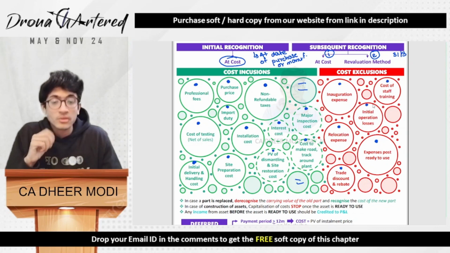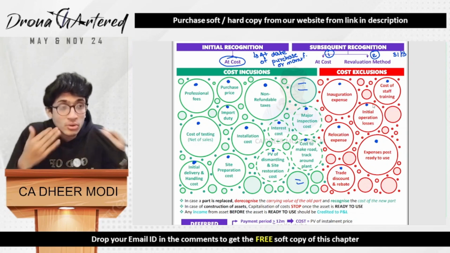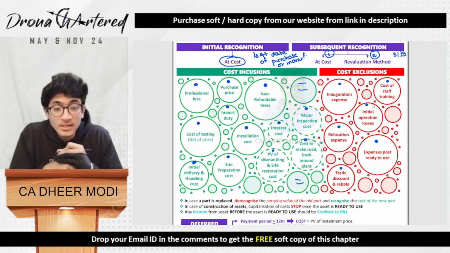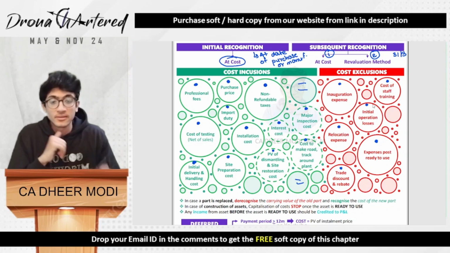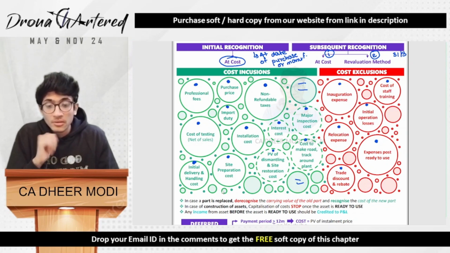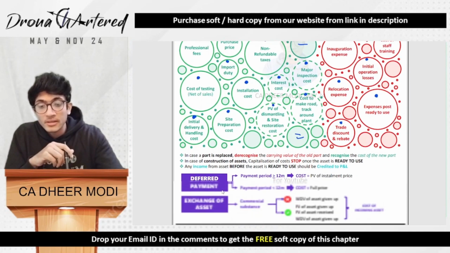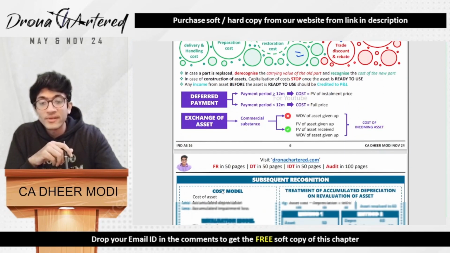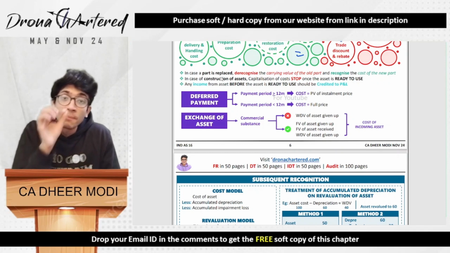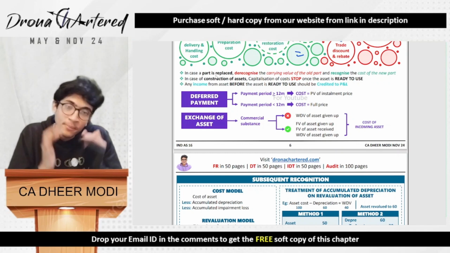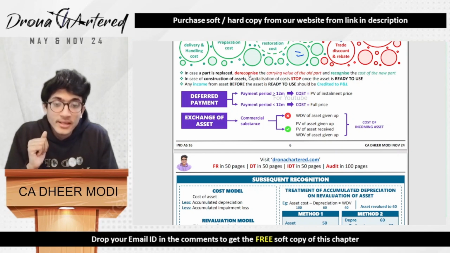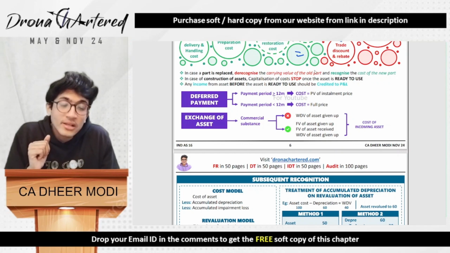Initial operation losses, that means you are running the plant, say for example in the starting, and you are incurring losses, this will not be capitalized. Okay. So in case only a part of an asset is replaced, for example your asset is made of three parts and only one part is replaced, in such a case you will de-recognize the carrying value of the old part.